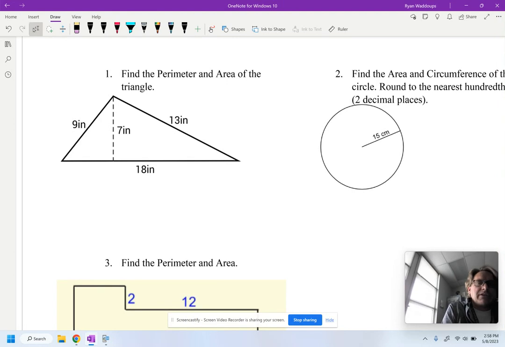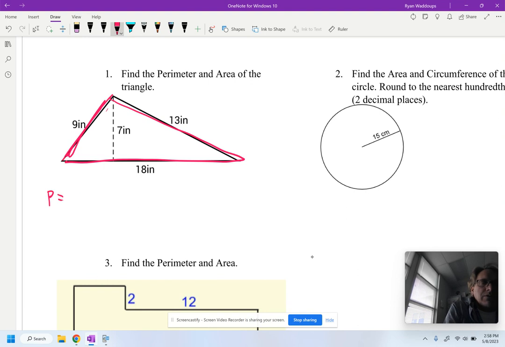Well, the perimeter is the distance around the figure, and so that would be on the outer edge here. 9 inches plus 13 inches plus 18 inches would give you all the distance around. So for this one, we don't need the 7 inches at all. Perimeter then is equal to 9 plus 13 plus 18.